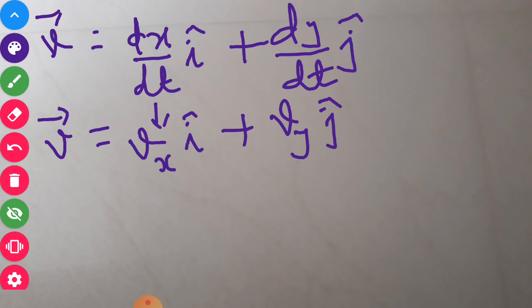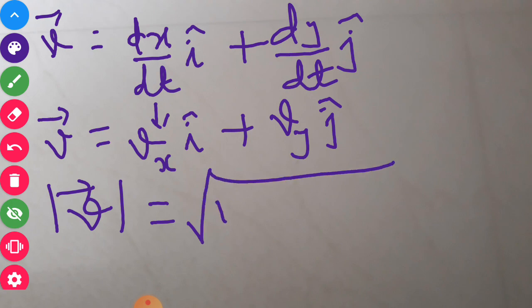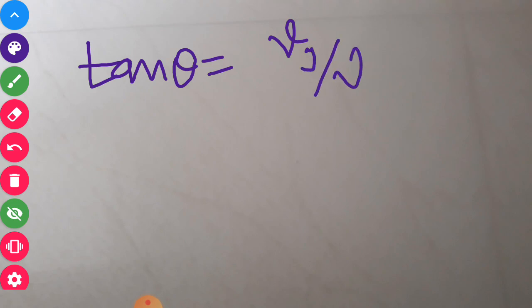Now if you want to find the magnitude, it is the square root of the square of the x component plus the square of the y component, so it becomes the square root of vx square plus vy square. And if you want to find the direction, we write tan theta is equal to vy upon vx. So you get the direction of the resultant vector with respect to the x axis. Okay. Now we have understood this part of instantaneous velocity.